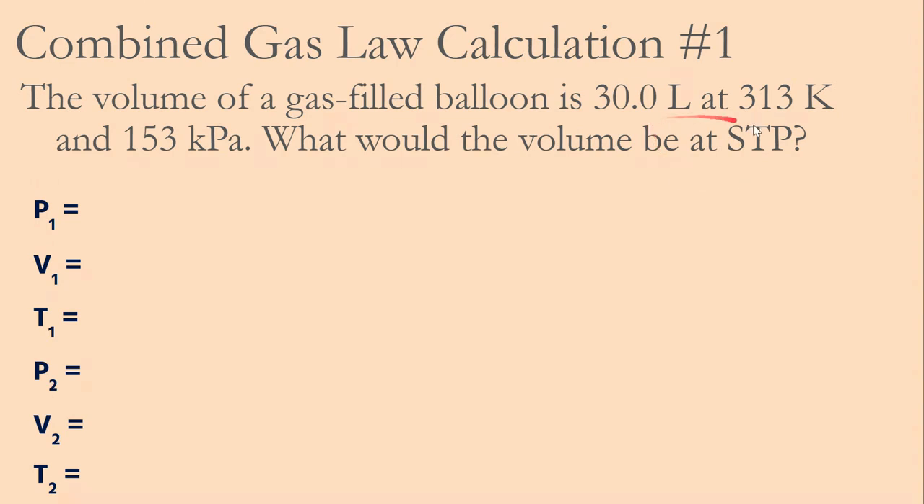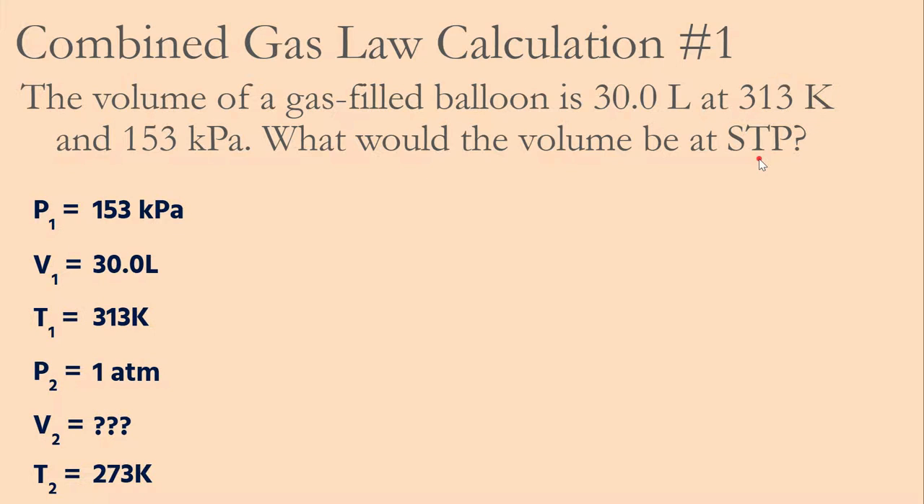So we know the initial pressure is right here, 153 kilopascals. We'll record that down below. We know our initial volume is 30.0 liters, and we know our initial temperature is 313 Kelvin. Now, it doesn't say it directly, but we know we're looking for final volume, and we also know pressure and temperature are these standard values. That's what STP stands for. We should know that pressure at STP is always 1 atmosphere, and temperature is always 273 Kelvin. We'd see down below, our final volume is what we're looking for, and all of the other variables have been defined. Notice that our initial pressure is in kilopascals.